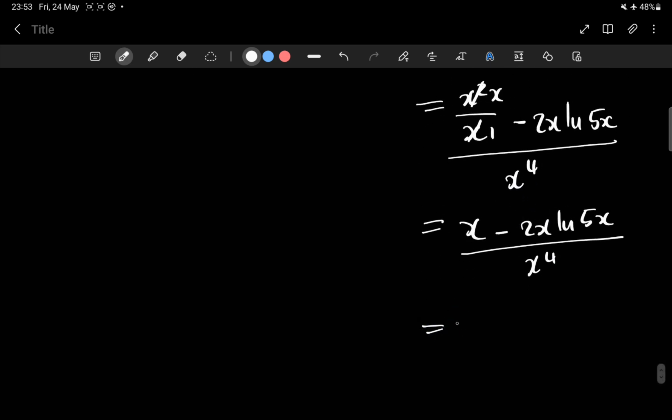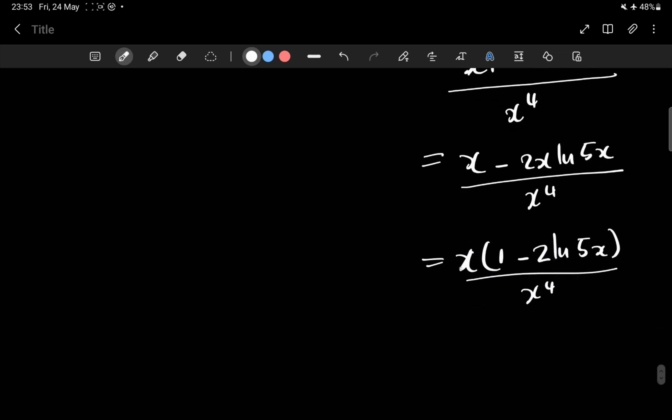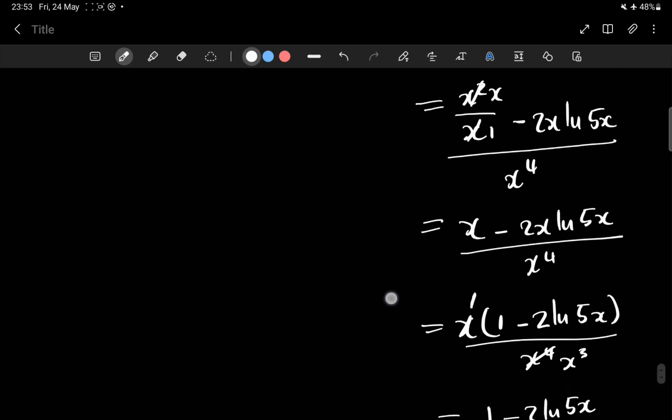And we can try to simplify by bringing out x. In here we remain with 1 minus 2, which is still there. X is gone. So it will be 2 ln 5x, all over x to the power 4. X into x, x into x to the power 4, you remain with x cubed. So it's going to be 1 minus 2 ln 5x, all over x cubed. Okay, that's going to be the solution for this one.